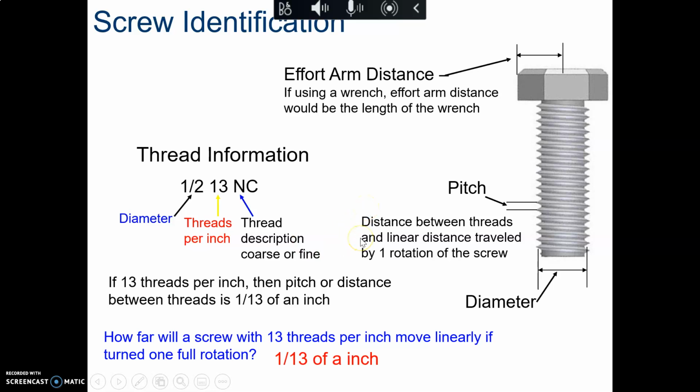All right, so the question at the bottom, and I already showed you the answer once or twice. How far will a screw with 13 threads per inch move linearly if turned one full rotation? So that hexagonal head at the top is just rotated once. How far will the screw move? And you could just use that as a fraction and say 1/13 of an inch, because 1 is representing the rotation and 13 was per inch. So that's how you do the math there.